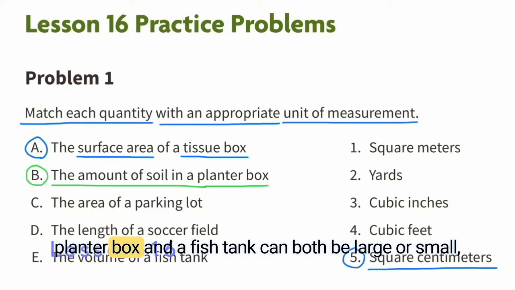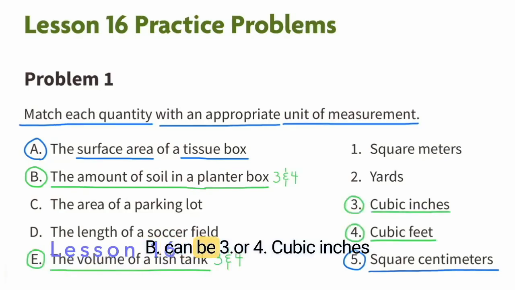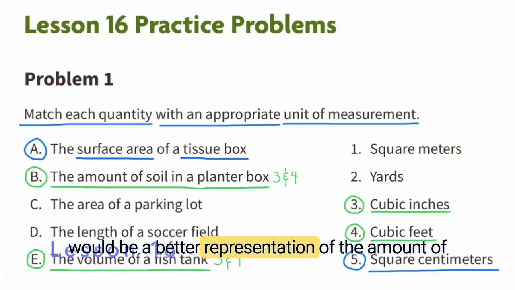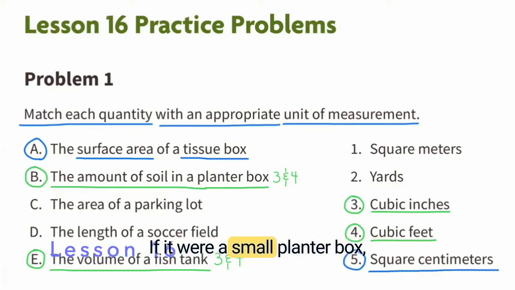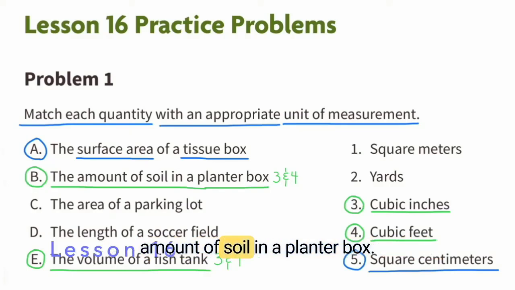So a planter box and a fish tank can both be large or small. So I can select the same answers for B and E. B can be 3 or 4, cubic inches or cubic feet, and so can E. The volume of a fish tank can be cubic inches or cubic feet. If it were a larger planter box, cubic feet would be a better representation of the amount of soil that could fit inside the planter box. If it were a small planter box, perhaps cubic inches might better represent the amount of soil in a planter box.